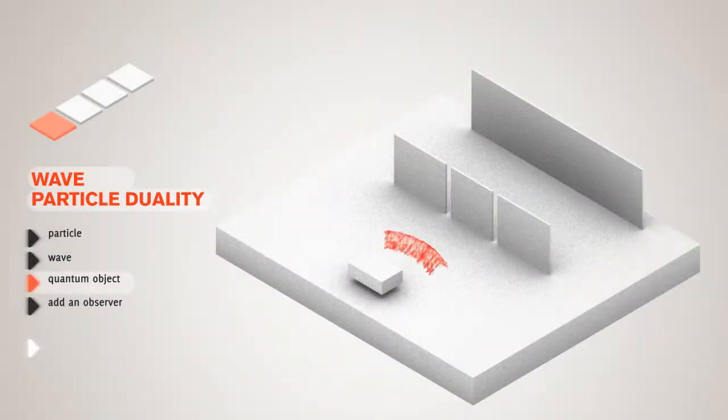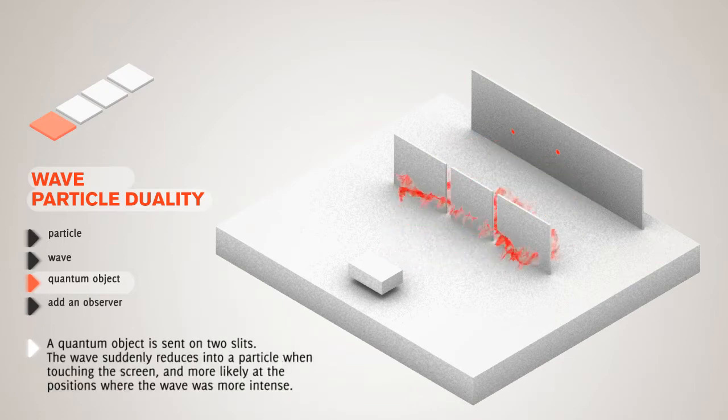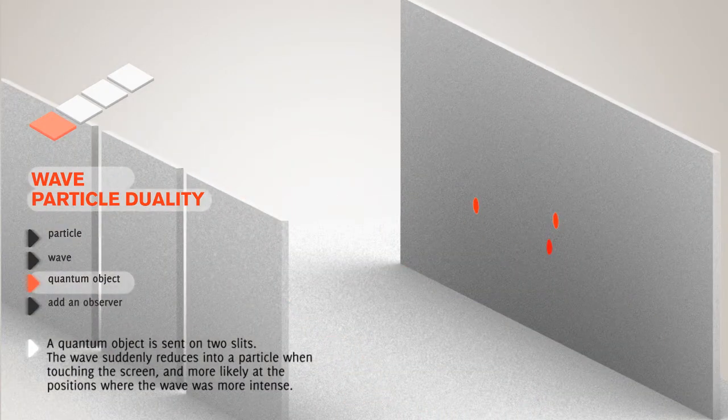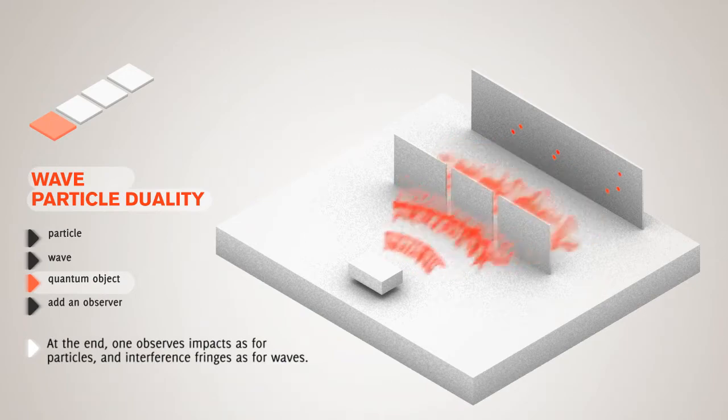The real mystery starts with a quantum object. A quantum is sent on two slits. Notice that the quantum is a wave and passes through two slits. The wave suddenly reduces into a particle when it touches the screen, and more likely at the positions where the wave was more intense. At the end, one observes impacts as for particles and interference fringes as for waves.